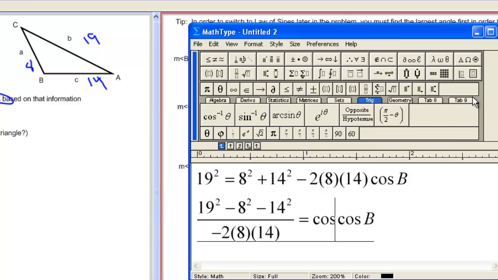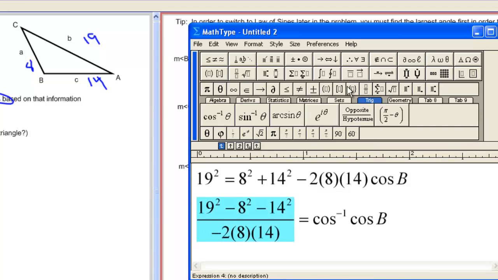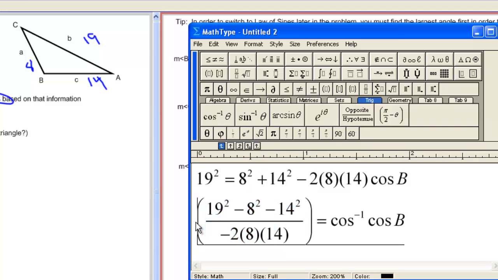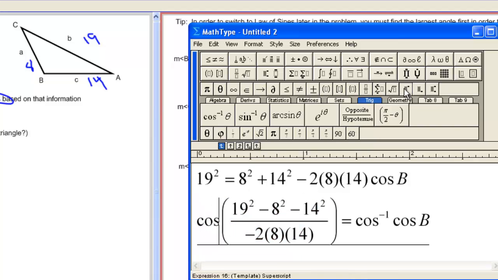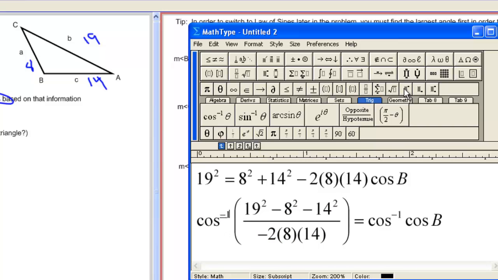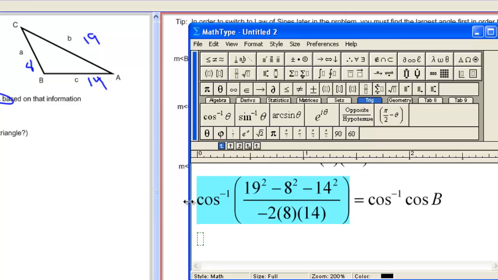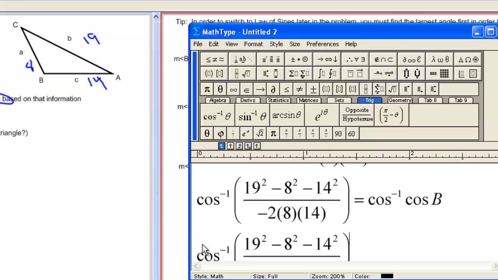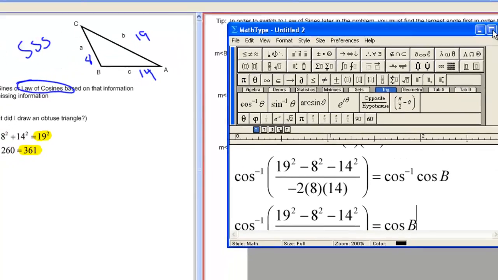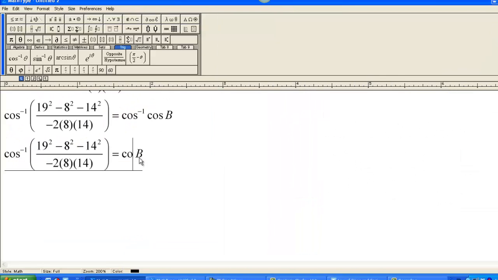And in order to get B by itself, you can't divide by cosine. You can only take an inverse. So if I take an inverse on this side in order to get B by itself, then I have to take an inverse on this side as well. So what happens next is all of this equals B.